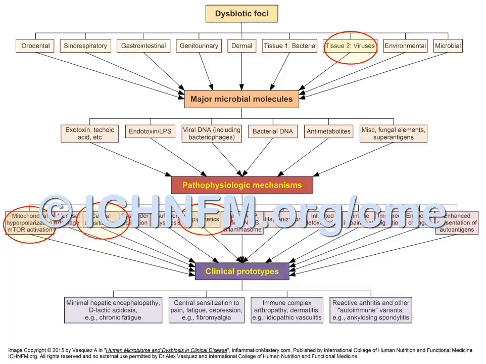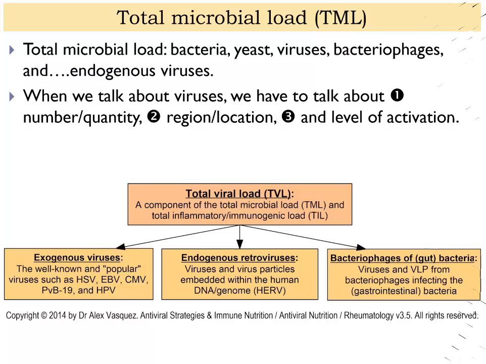Another quick conversation here about total viral load. In everyone's body, in your patient's body, you've got what I call total viral load, which is exogenous viruses, endogenous viruses, and also bacteriophages, which are in the gut and mostly associated with, as you would expect, inflammatory bowel disease, especially Crohn's disease. But I think this is an area of conversation that we need to include within our conversation about dysbiosis. So moving on from there.